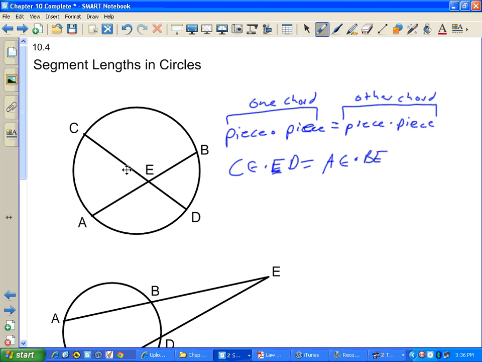So if we have a missing one, if this was 5, 4, 2, and x, that would mean that 5 times 2, 10, equals 4 times x. So that means x would be 2.5.